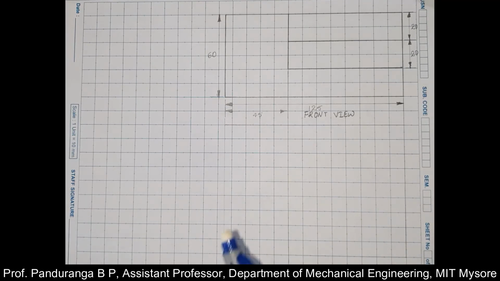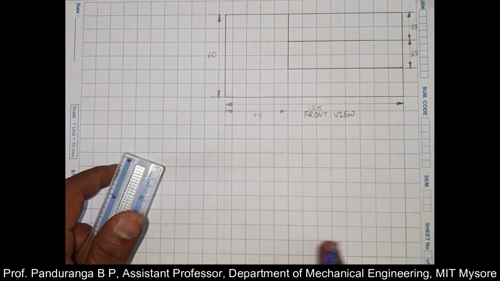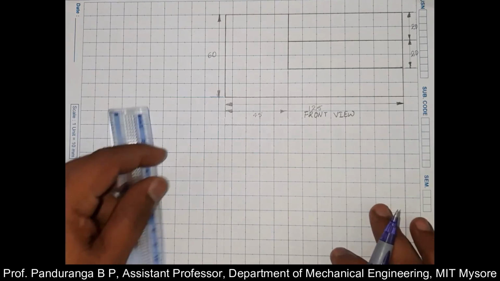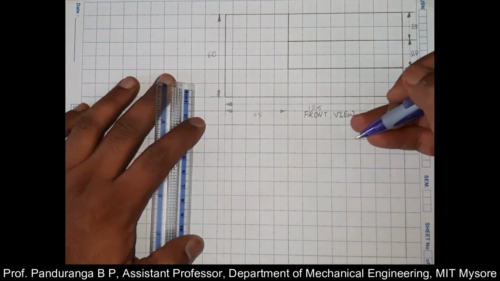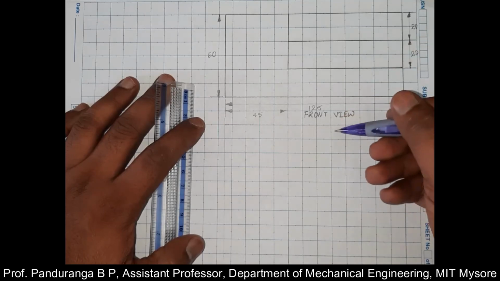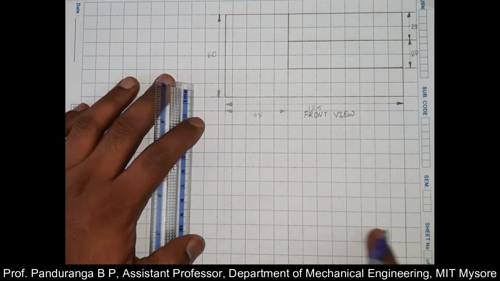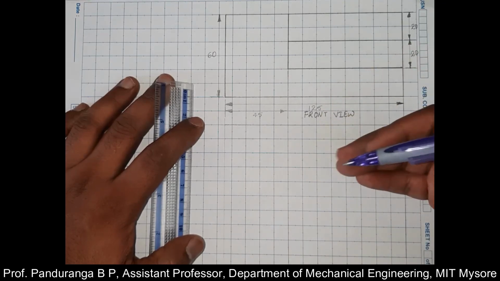Now we need to show surface A, B and C. Surface A is here, surface B is here and surface C is here. And to locate that, we know that the top of the surface B is at a distance of 30 millimeter from this line. So when you are looking from the top, surface B will be somewhere here and surface C will be somewhere here, and surface B is at a distance of 30 millimeter from this line.